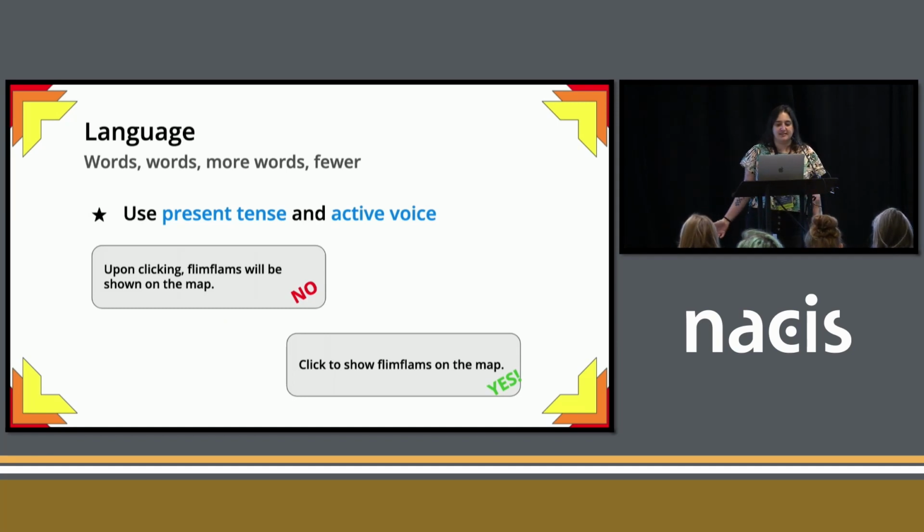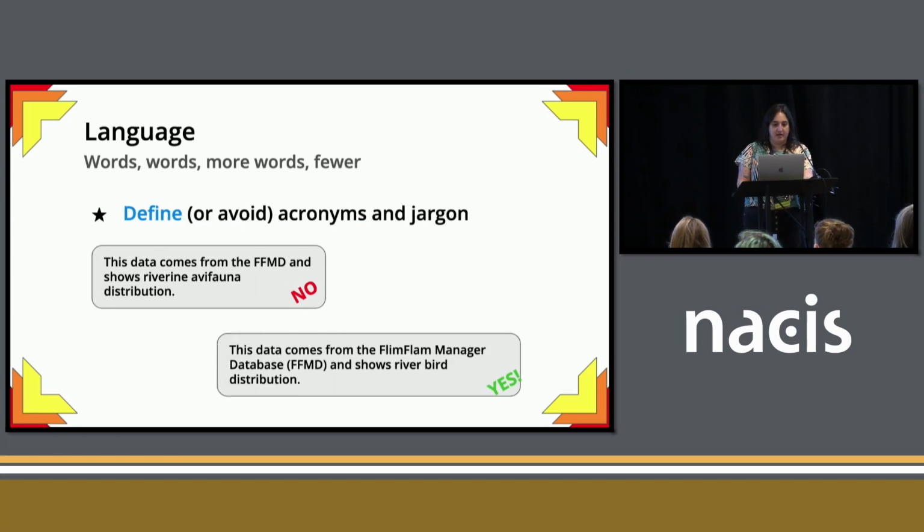In terms of present tense and active voice, this is helpful for quick understanding, especially with instructions, but also it's helpful for translation. A lot of people, when they're reading something, if the English isn't their first language, are going to pop it right into Google Translate. If you use convoluted sentence structures, the sentence that comes out on the other side might not make any sense. So: flim-flams will be shown on the map, versus show flim-flams on the map. You want to be as direct and clear as possible, and the present tense and active voice are helpful for that.